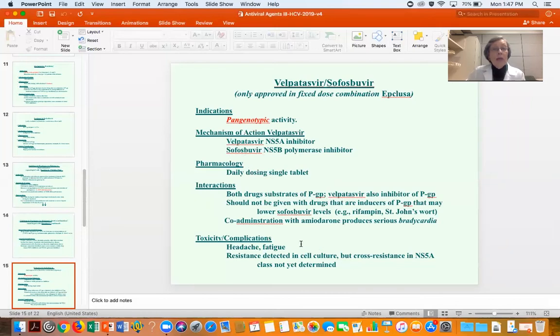Complications or adverse events that are recorded are headache and fatigue, and you get resistance detected in cell culture, but cross-resistance to NS5A class drugs has not yet been determined.